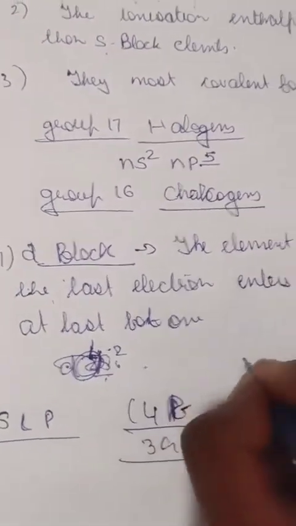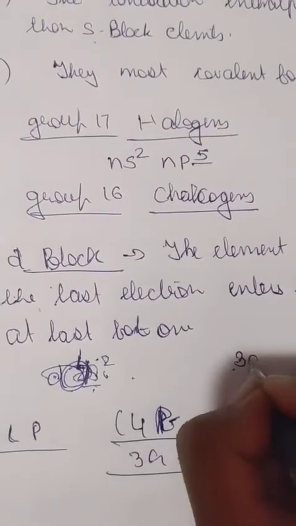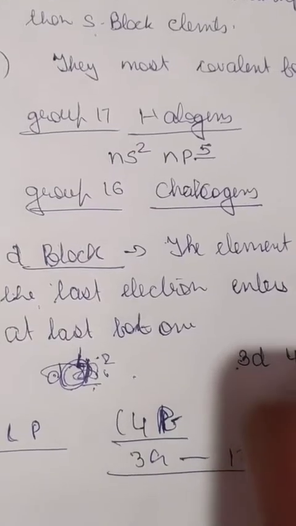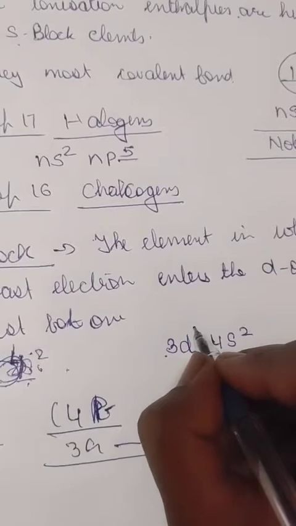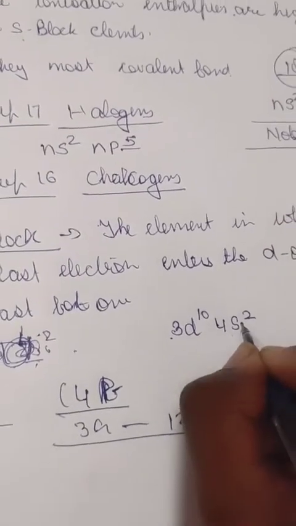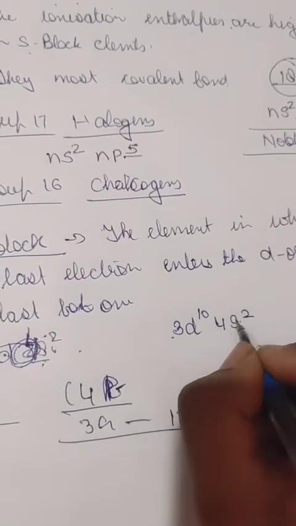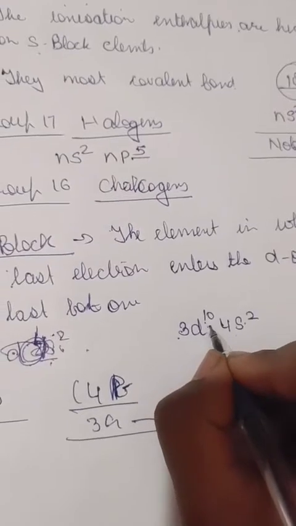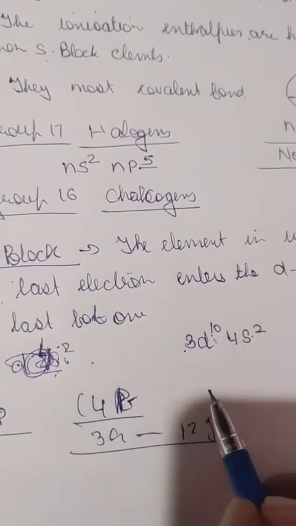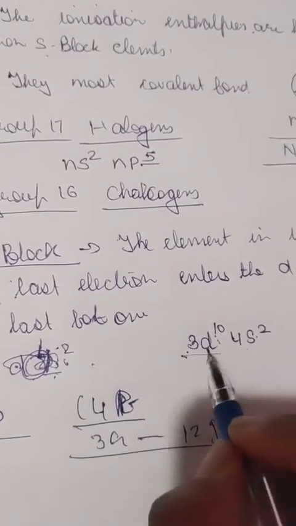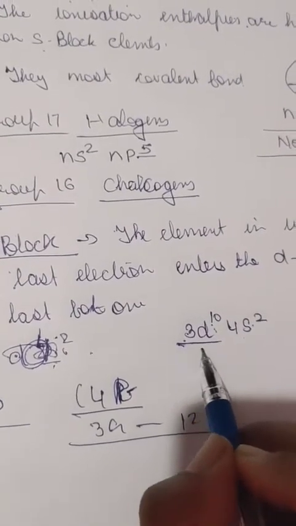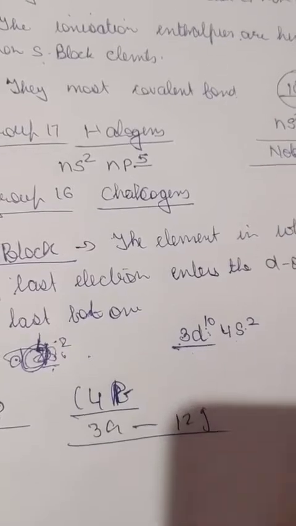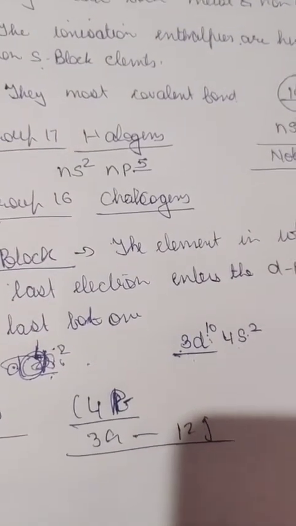I'll draw once again. So it will be 3d, 4s2. Okay, so in zinc it will be 10d. So first it will enter here, and after it is completely filled, then it will enter this. So this is the last filled. That's why it's called D block. So when the filling is done, the last electron will enter whichever shell will be called that group. That's why they are called D block elements.